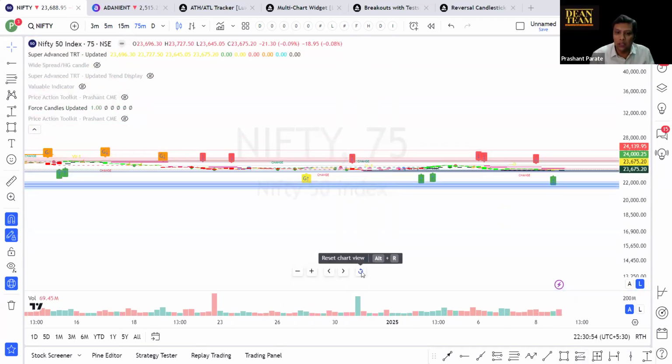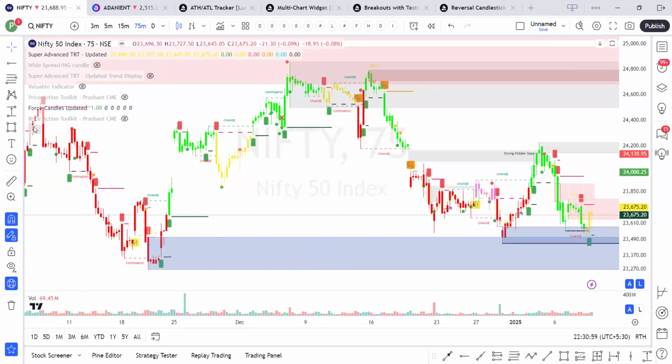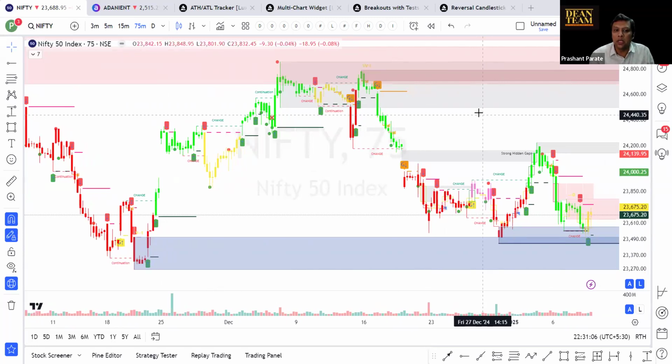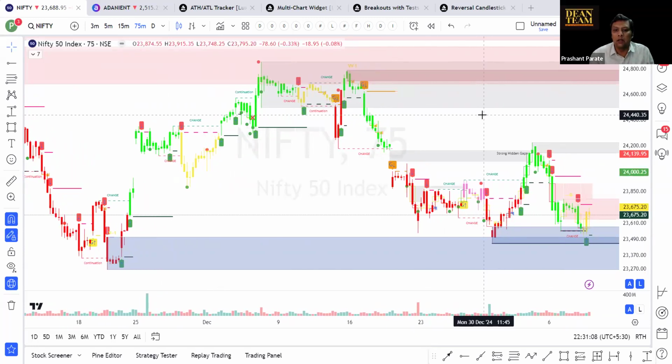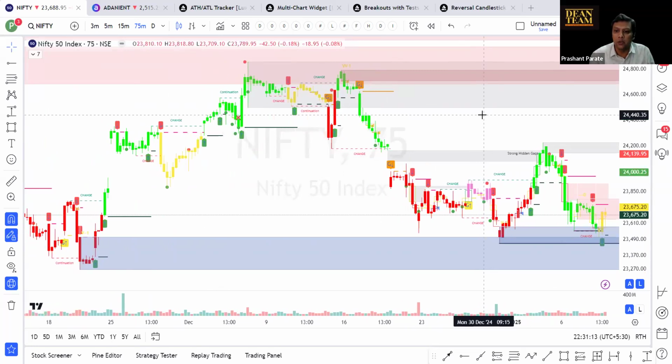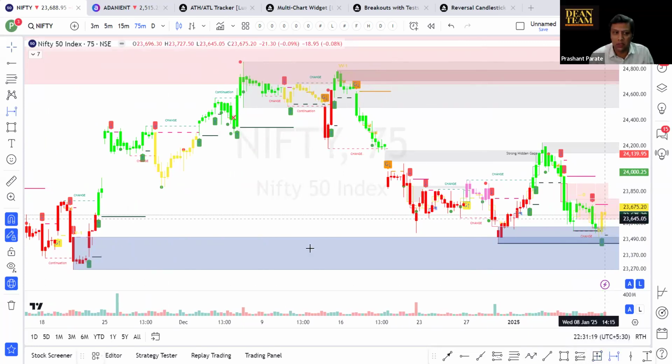Just come here and reset chart. So this is adequate data on your chart. You can use this much of chart and check it. Otherwise, use at least 100 candles on the chart at a time, and they should be properly visible. This is more than 100. Maybe 150 candles are visible here.